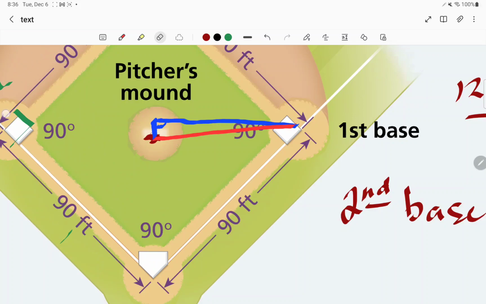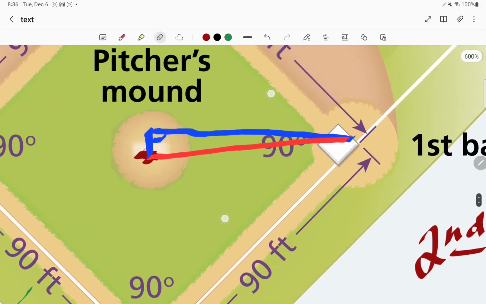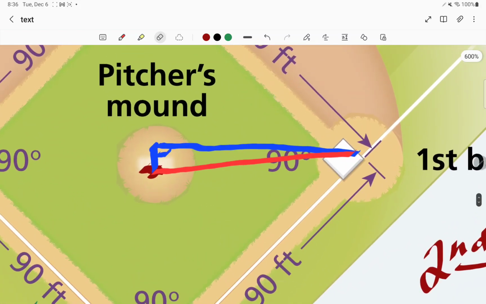Now that you have this triangle set up, try to figure out what those measurements would be, and then try to solve for that hypotenuse, which would be the distance the pitcher would throw it to first base, and then come back to the video to see how you did. Now, if you haven't tried this, make sure you try it on your own. Okay?